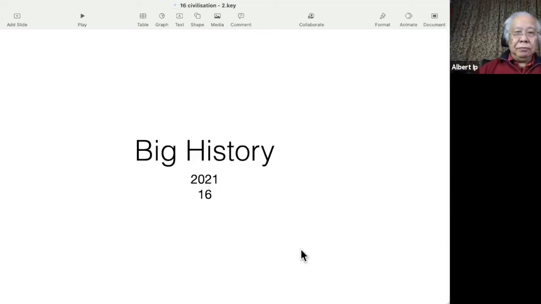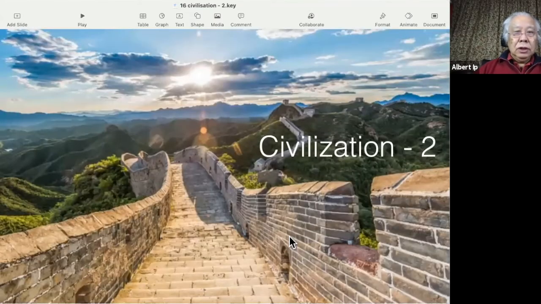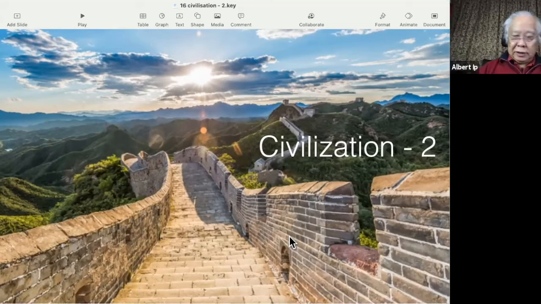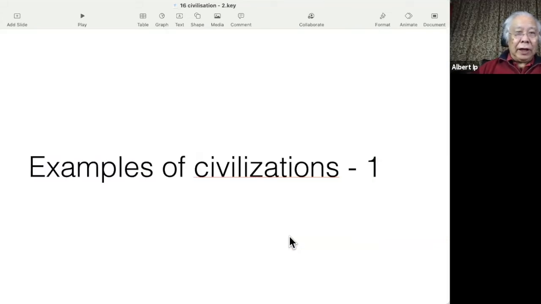Okay, today we will continue with the civilization, and what I will be looking at is mostly examples. So that's the civilization tool, and I think everybody recognizes this is the Great Wall in China. But unfortunately, today we are not talking about China yet. So I chose the wrong picture. Okay, we are looking at some examples.